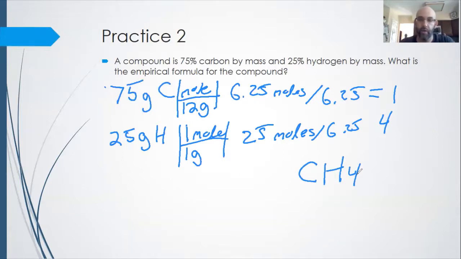So again, we took our percentages. We were able to turn them into grams because we just made the assumption that we had 100 grams, then to moles, and then mole ratio. So divide the moles by themselves, and then you get your 2 numbers, and that's the mole ratio.